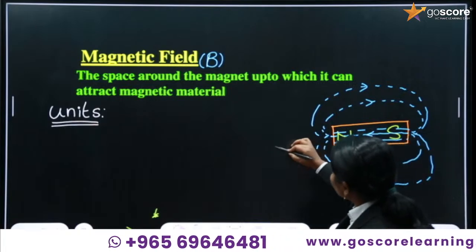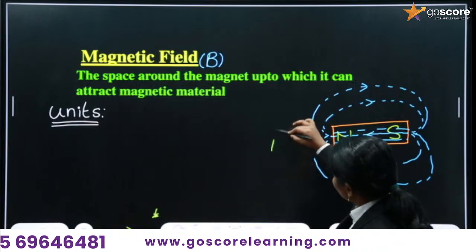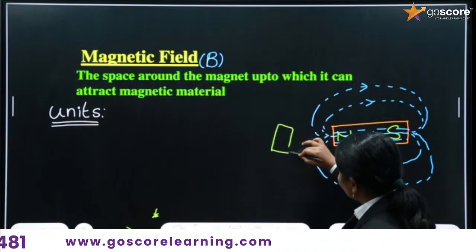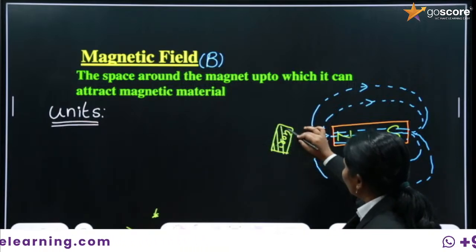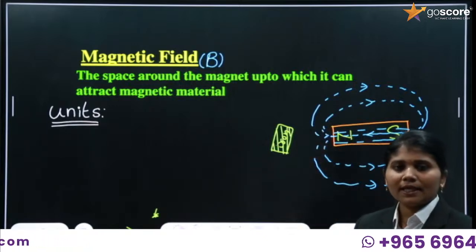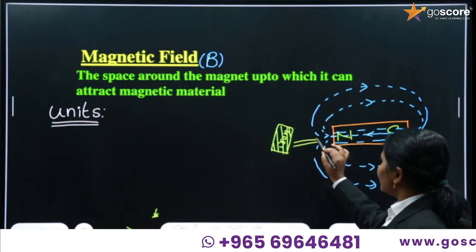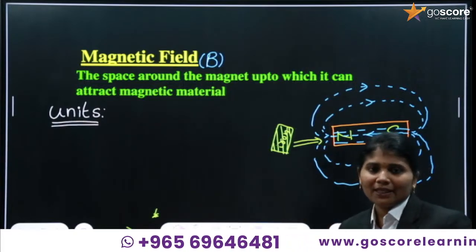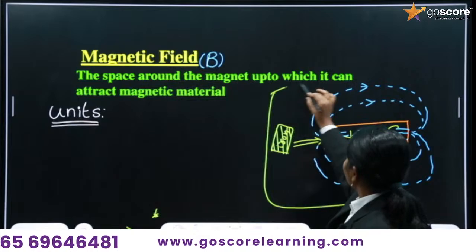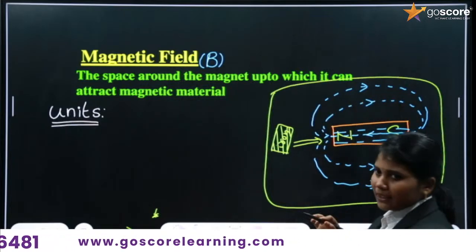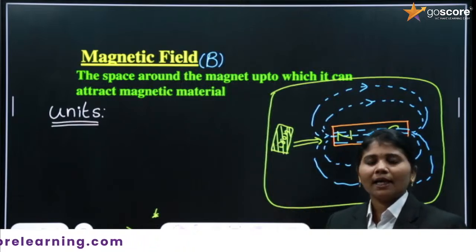Here I am taking one iron piece. It is an iron piece, which means it is a magnetic material. The magnet attracts the magnetic material. It means up to a certain area, magnetism is occurring. This area we call a magnetic field.